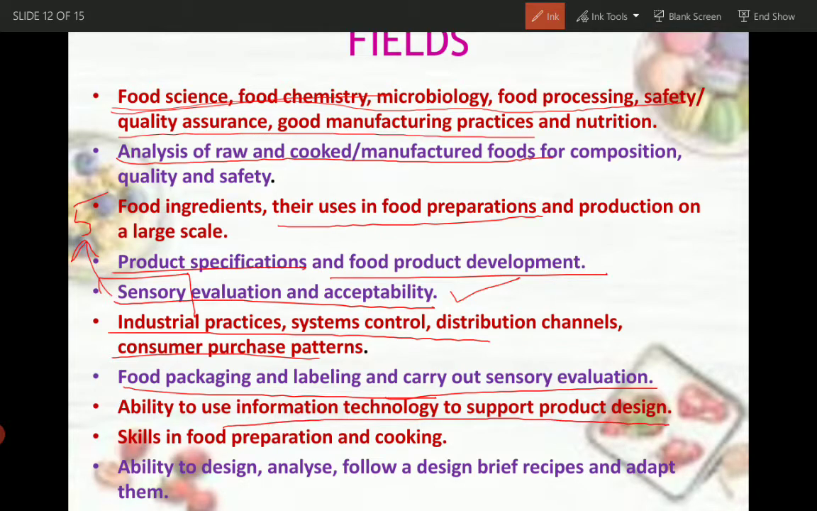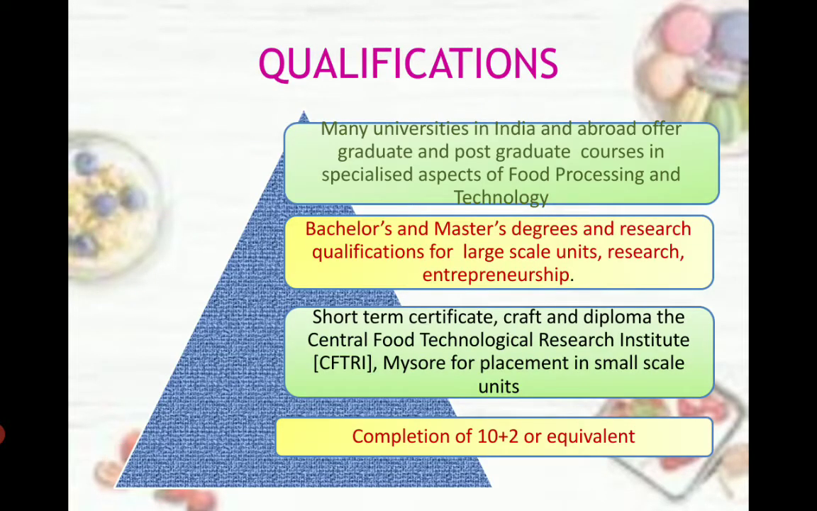to support product design, various types of packaging, the looks of the products, the final finished product, skill in food preparation and cooking, khana banana, what are the different techniques used, how can you make it more healthy, ability to design, analyze, follow a design brief, recipes and adapt them, make new recipes which are more healthy, bring in nutritious things, how to make it more long lasting. These are the different things we need to know.